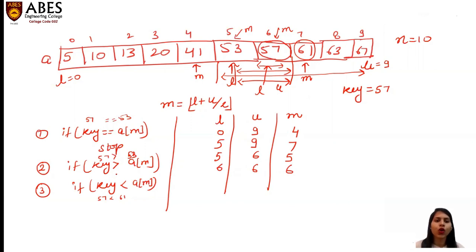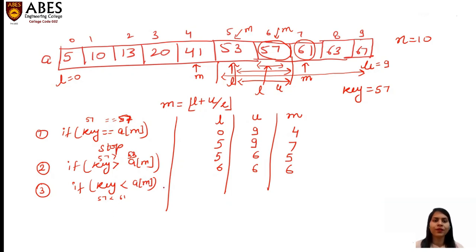Again, we will check all three cases. The key element we are searching, 57, is equal to the middle element 57. Yes, it is here, 57 equals 57. That means we found our element at the mid position and we will stop searching here.